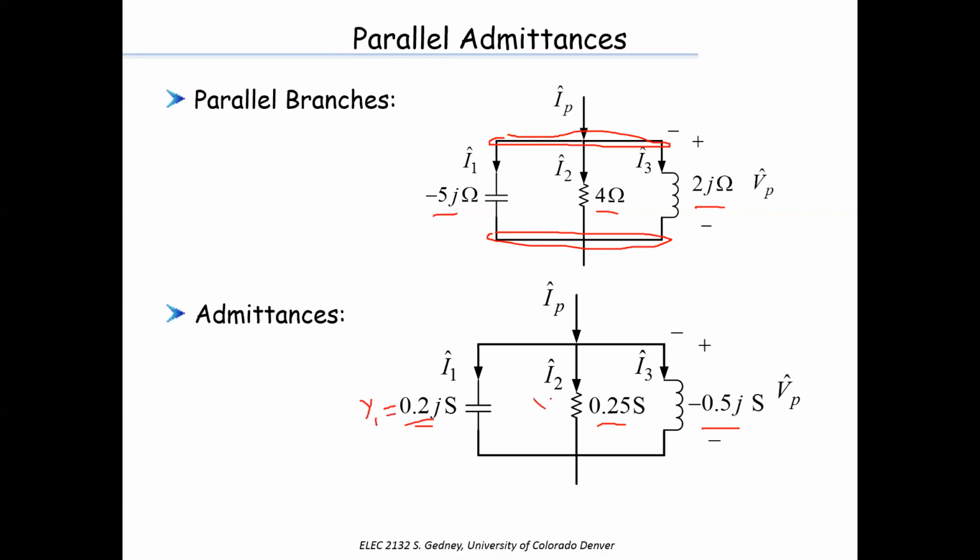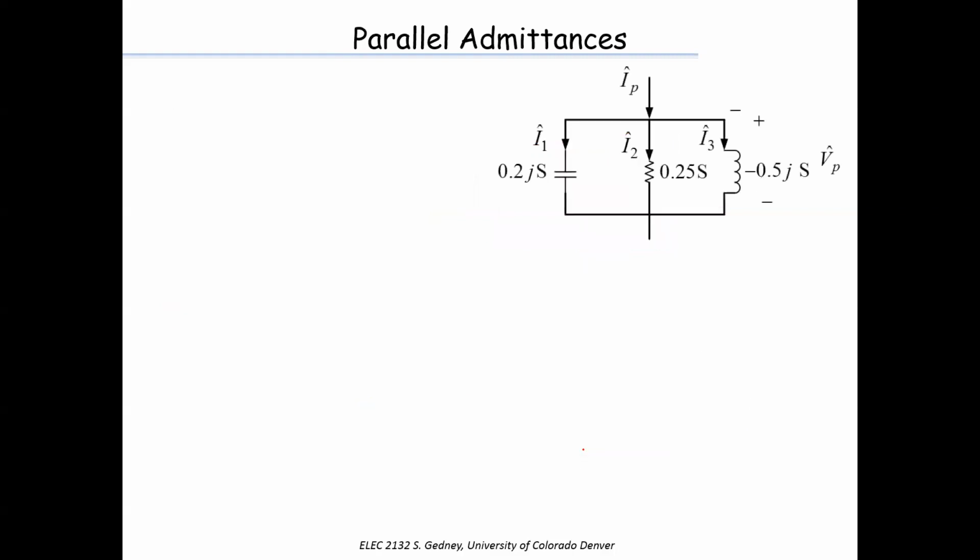So I have three parallel admittances which share the same voltage. Because they share the same voltage, I know they're in parallel. So if I know VP, can I find IP? Well, the answer is yes, but I must first apply KCL. KCL still applies. That is, the current flowing into the node, IP, must be equal to the currents flowing out, I1 plus I2 plus I3.